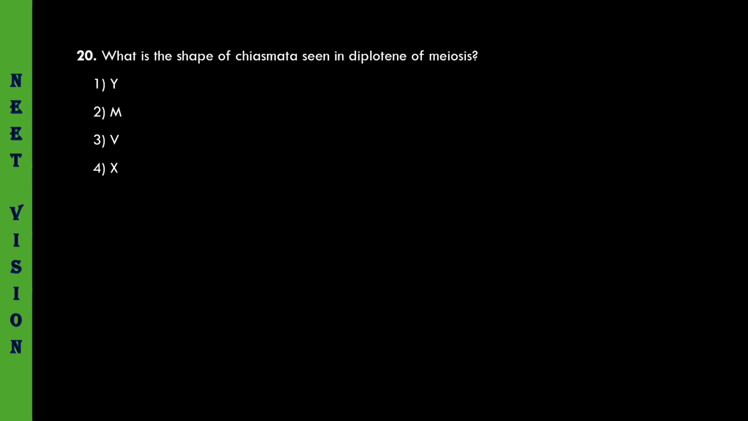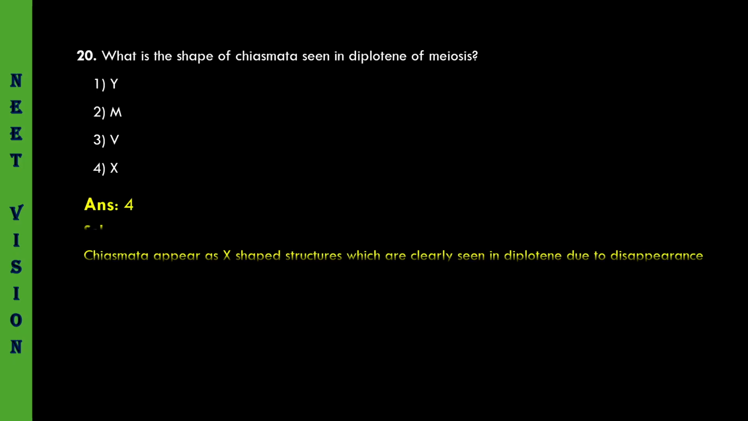Coming to the next one. What is the shape of chiasmata in diplotene of meiosis? Chiasmata are cross-shaped structures. So cross shape is X shape. Or Y shape, M shape, V shape, X. Fourth option must be the correct one. Let us see the answer. Fourth one is correct. Chiasmata appear as X-shaped structures which are clearly seen in diplotene due to disappearance of the synaptonemal complex and also slight moving away of both the chromosomes without the movement of chiasmata.